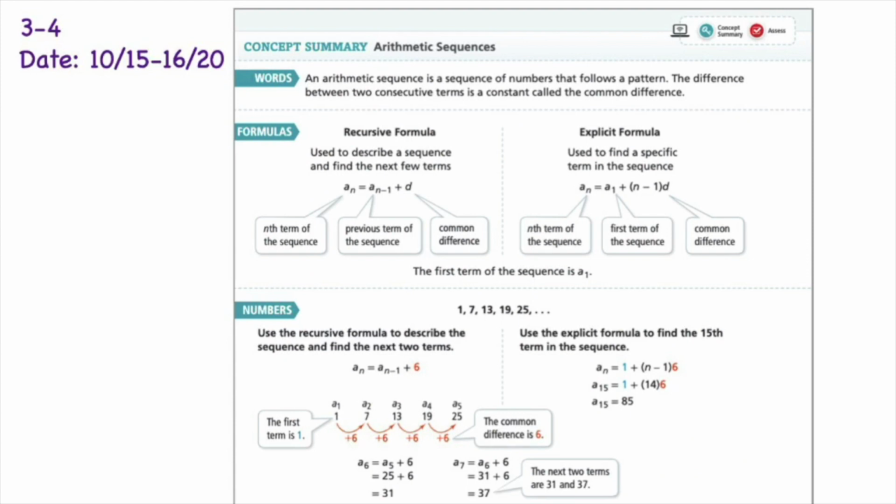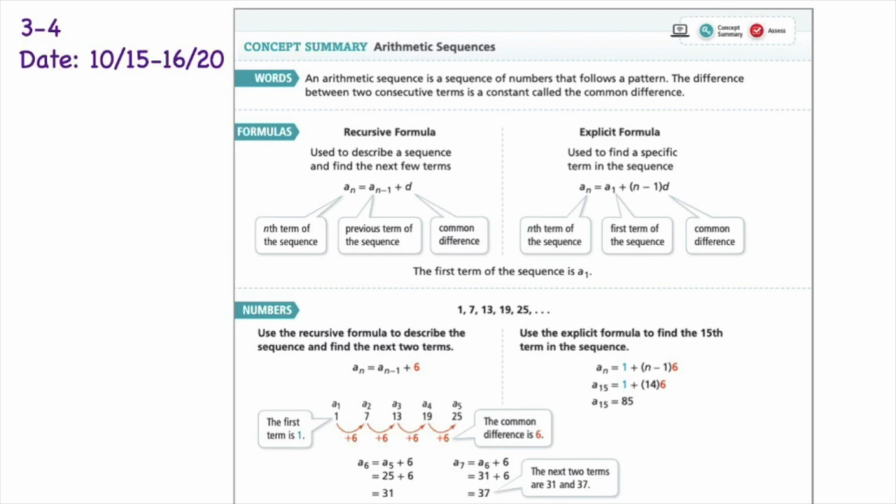So again, recursive formula, remember, uses the previous term to find the next one, and that's a sub n equals a sub n minus 1 plus d. And your explicit formula finds a specific number in the sequence, and that's found by using a sub n equals a sub 1 plus n minus 1 times d, where a sub 1 is the first number in the sequence, n is the number you're looking for in the sequence, and d is the common difference. So common difference just means how the numbers are changing in the sequence. So is it adding 2 each time? Is it adding 10 each time? Or is it subtracting? Whatever it might be.